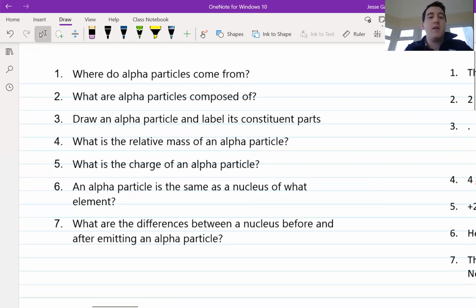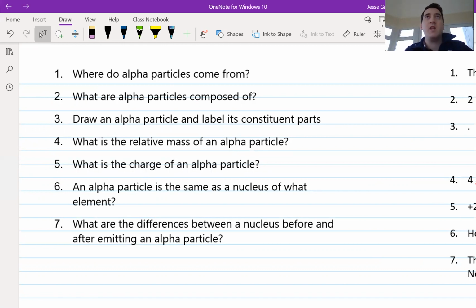What are the differences between a nucleus before and after emitting an alpha particle? Well, if you think about it, think about the nucleus, think about the atom, what's it lost? So how are the numbers of things going to change after it loses an alpha particle? Well, hopefully you can understand that it's going to lose 2 protons, so it's going to have 2 less protons. And what does that do to the element? Okay, pause the video and write about that if you haven't already.